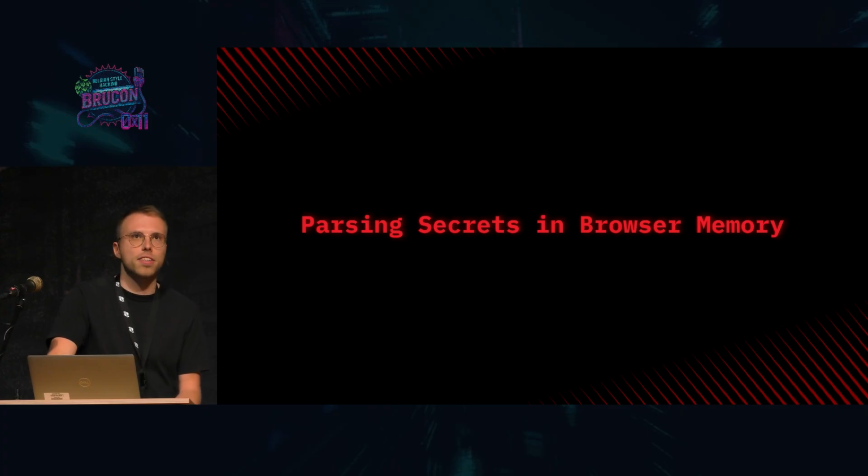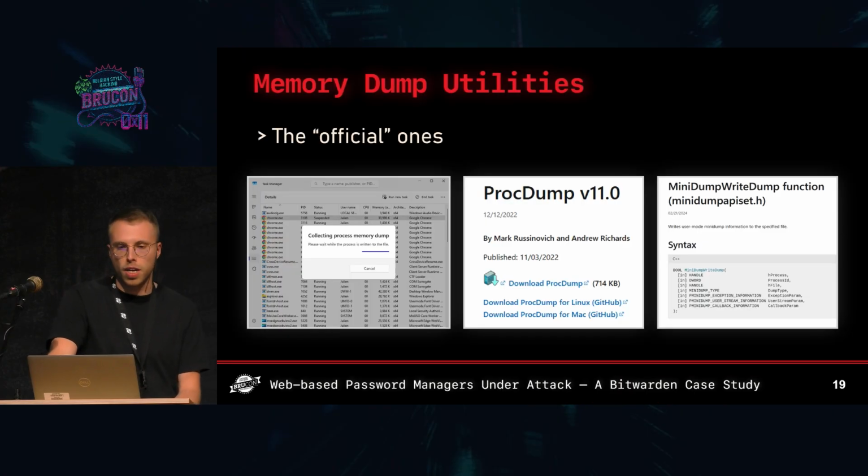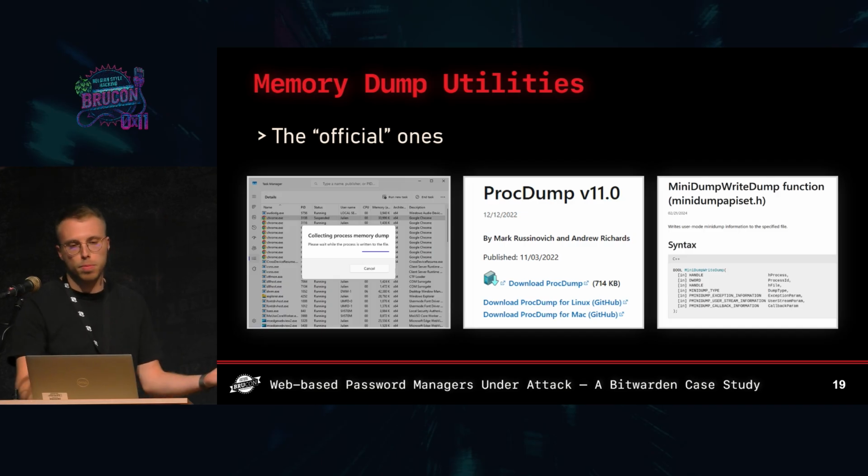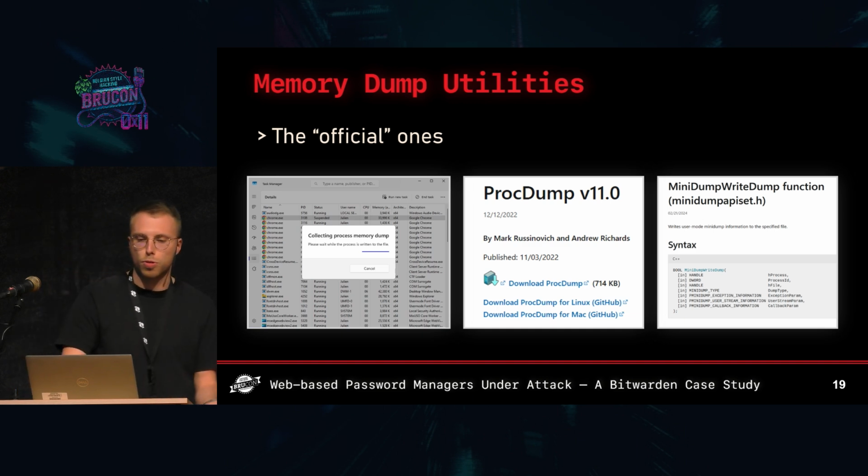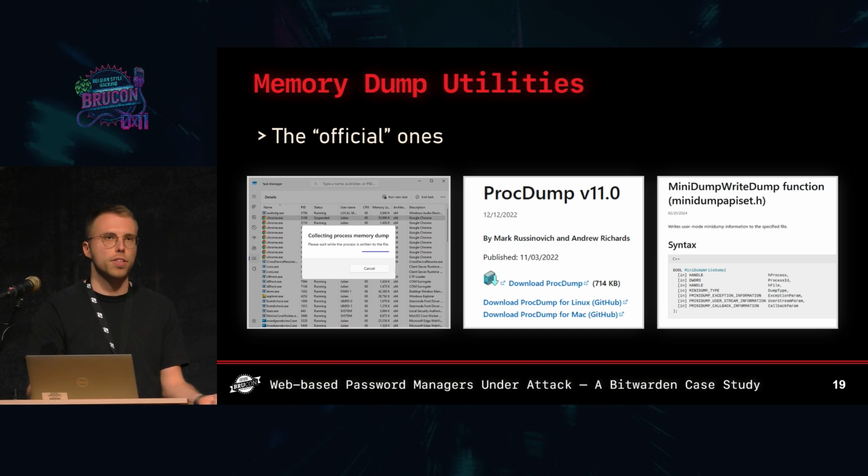Accessing the memory of a process, here the web browser, can be done through various means, but here we'll be talking about memory dump utilities. There are lots of them. We won't go into details here, but there are some which are official. For example, the Windows Task Manager by default lets you make a memory dump of a process. You have the famous ProcDump utility.